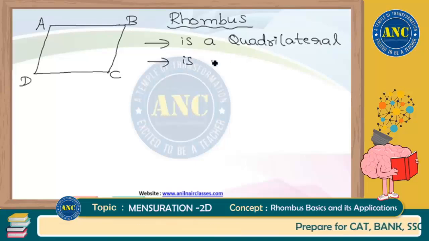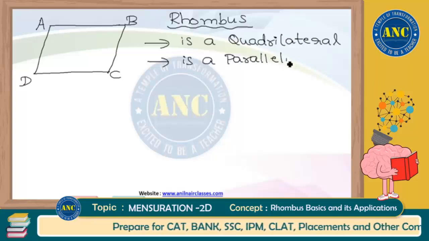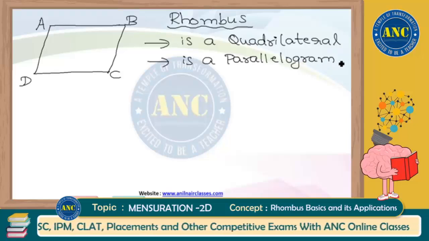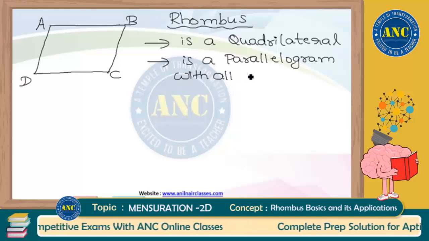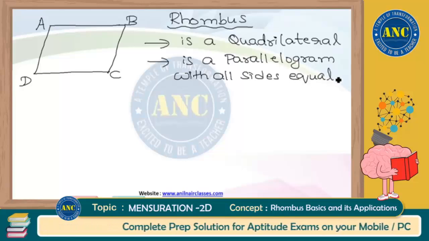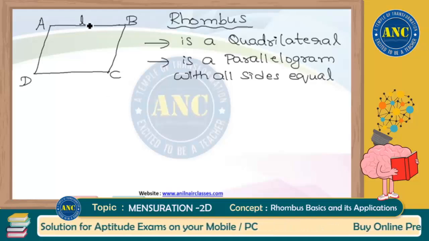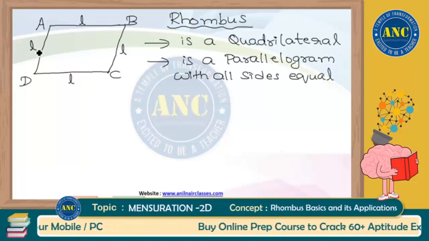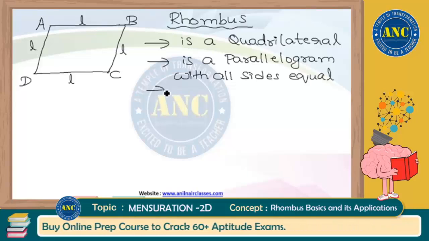Beautiful. A rhombus is a parallelogram. Sir, we already discussed parallelogram, right? So a rhombus is also a parallelogram, is it? Yes. A rhombus is a parallelogram with all the sides equal. Very important point. If I call the length of AB as L, BC also will be L, CD also will be L, AD also will be L.